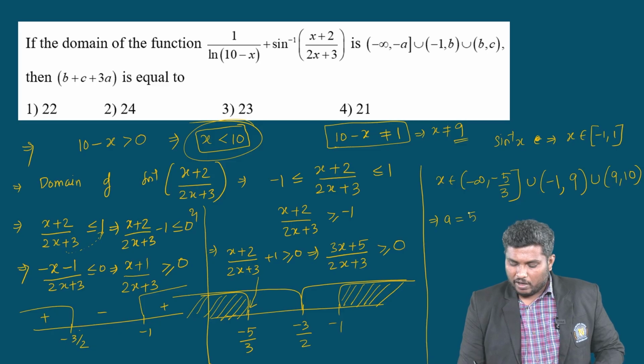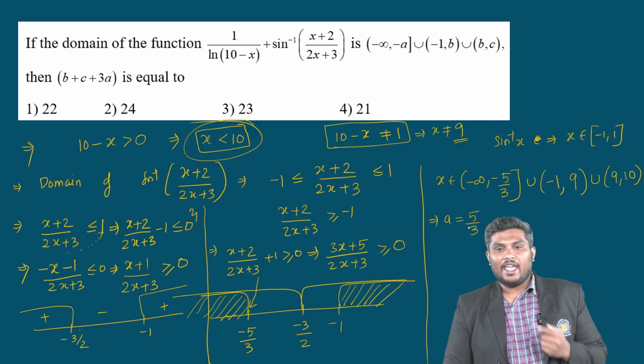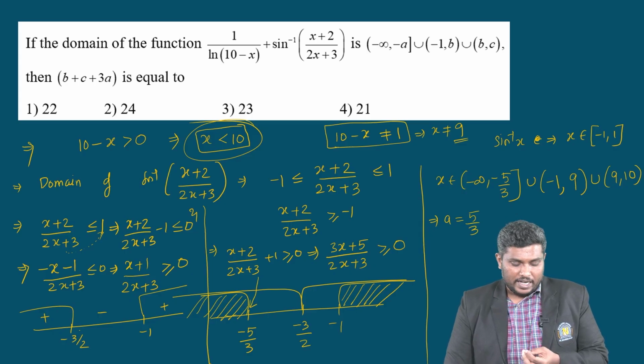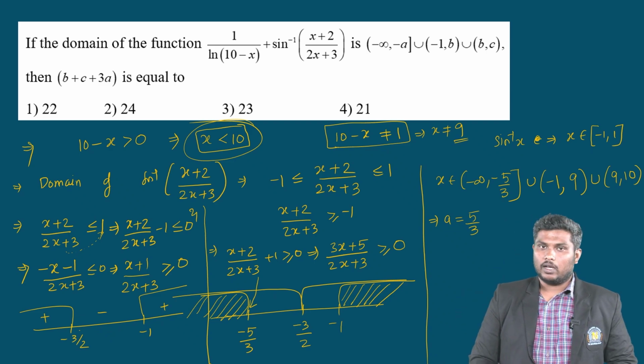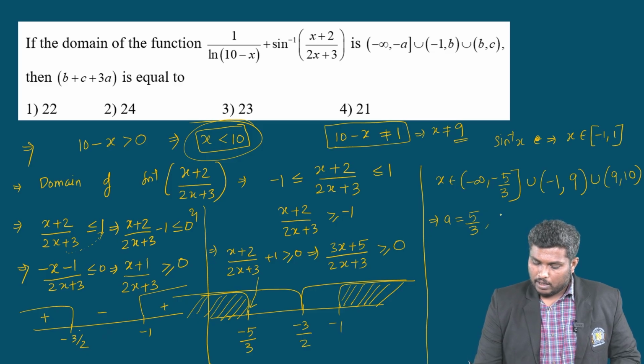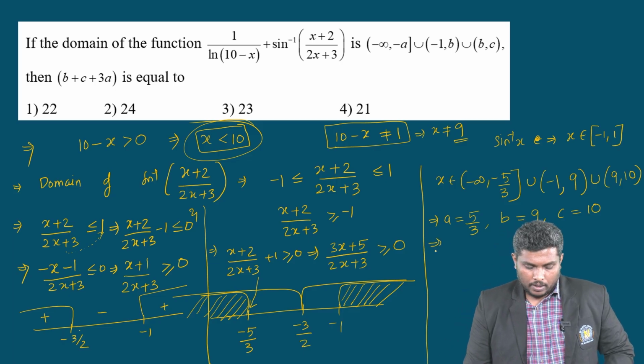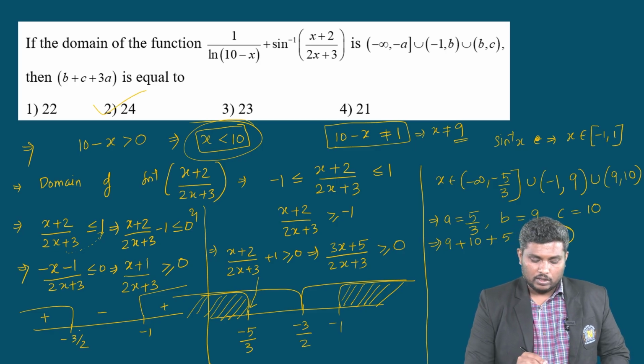Based on what is given there, you can clearly see the value of a is 5/3. Once again, do not take a as -5/3. Most of you might do it, and luckily you may not find any answer, but if there is a possible answer, you could easily lose your positive mark. A equals 5/3, b equals 9, and c equals 10. So what is the value he is asking us to find? b plus 9 plus c plus 10, 3a, which is 5. So what should be the answer? 24. So 24 should be the answer for this question.